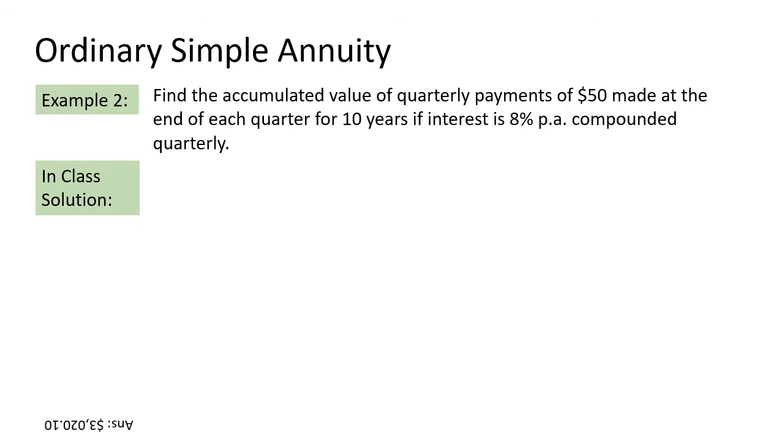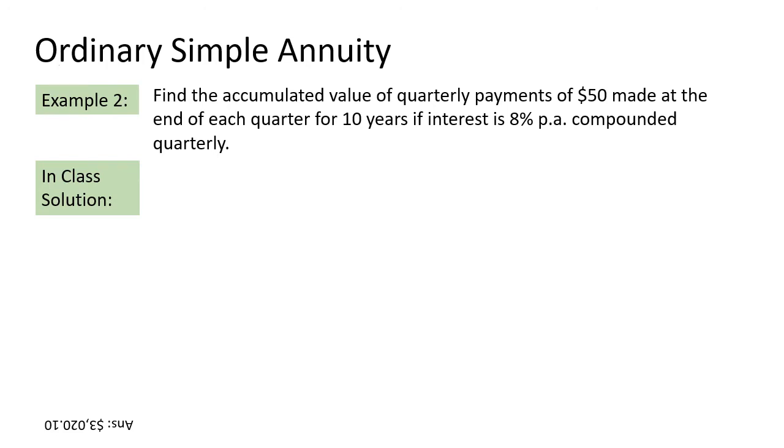So let's look at an example where we can actually use this formula instead of doing it the long way. Find the accumulated value of quarterly payments of $50 made at the end of each quarter for 10 years if interest is 8% per annum compounded quarterly. A couple things to notice here. Again, I've only shown you ordinary simple annuities, but I want you to start recognizing these things to know what type of annuity it is.